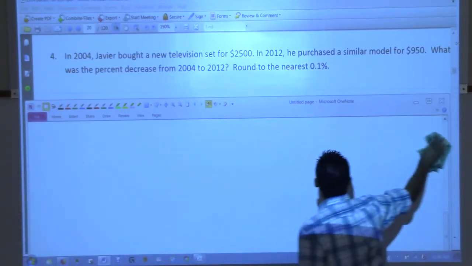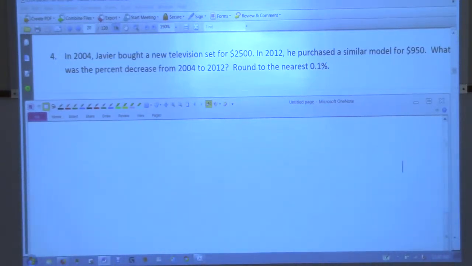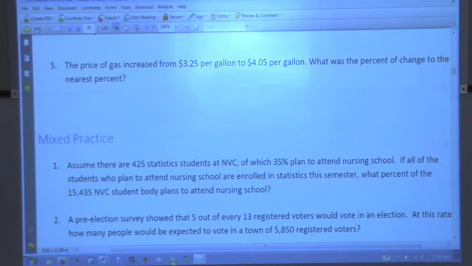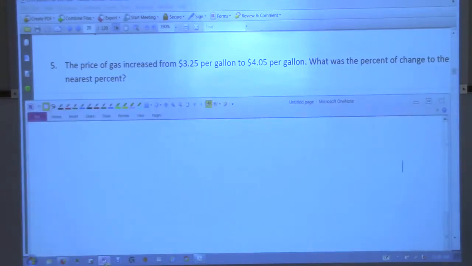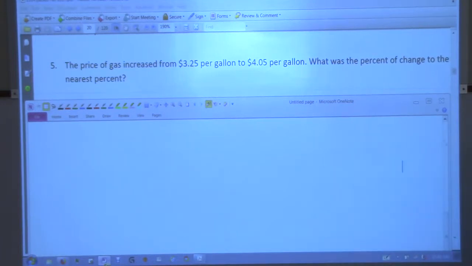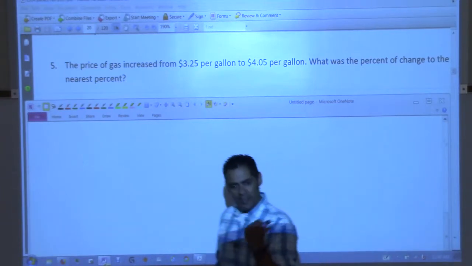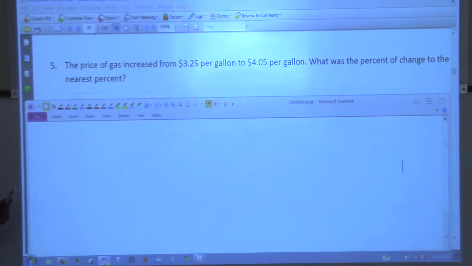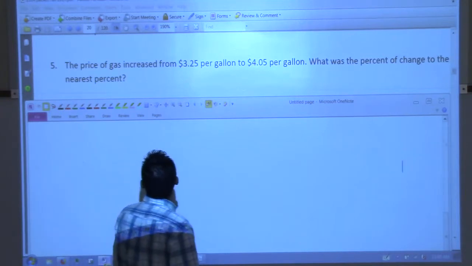All right, what's next? Have another one of these? Gas. Oh, yeah. So check this out. I told you this document was written a few years ago, right? Back then, these were probably the prices of gas right now. That's why when I see people like, oh my gosh, it's $2.59 for gas, I'm like, yes. As long as it's under $3, you should be happy. All right, so look, price of gas increased from $3.25 to $4.05. What is the percent change to the nearest percent?